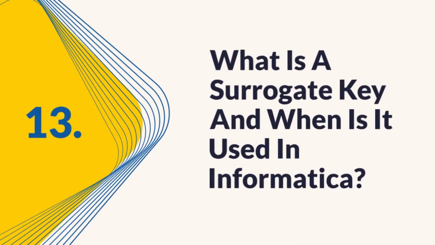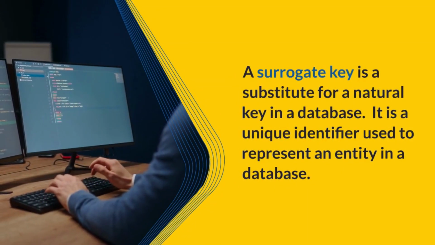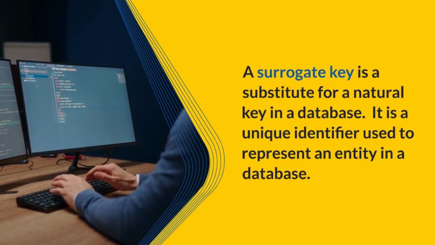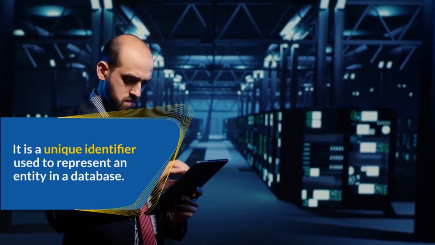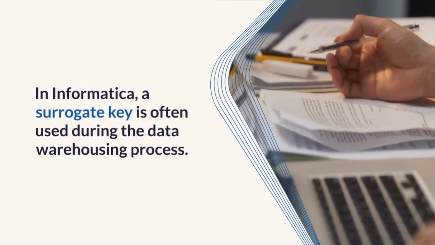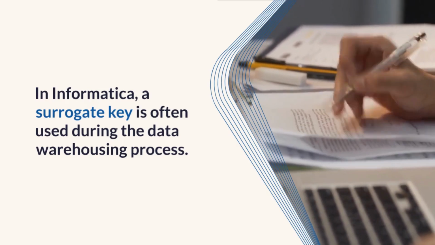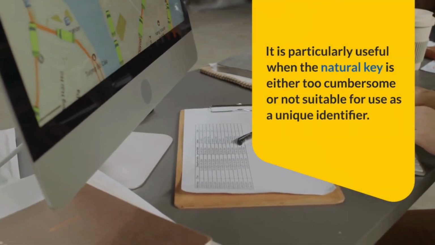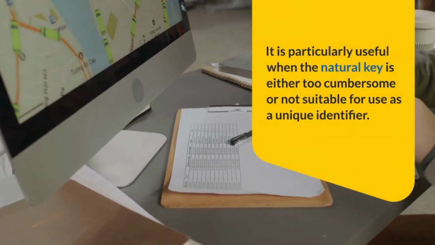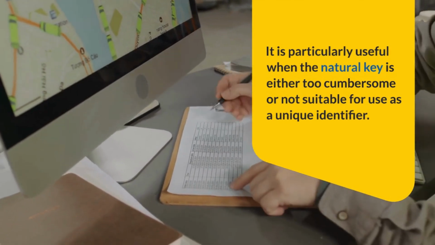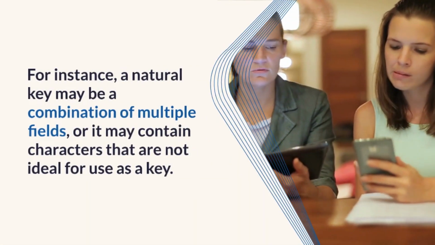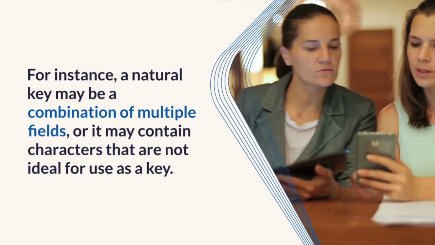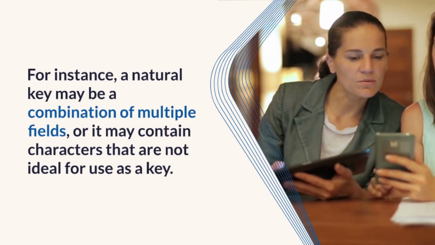13. What is a surrogate key and when is it used in Informatica? A surrogate key is a substitute for a natural key in a database. It is a unique identifier used to represent an entity in a database. In Informatica, a surrogate key is often used during the data warehousing process. It is particularly useful when the natural key is either too cumbersome or not suitable for use as a unique identifier. For instance, a natural key may be a combination of multiple fields, or it may contain characters that are not ideal for use as a key.